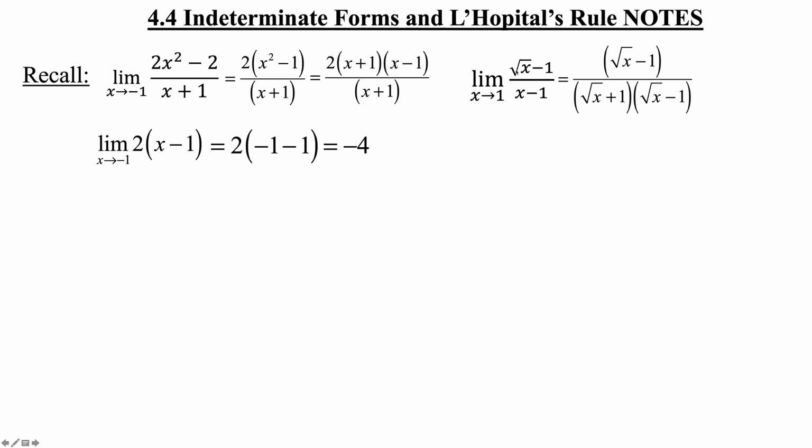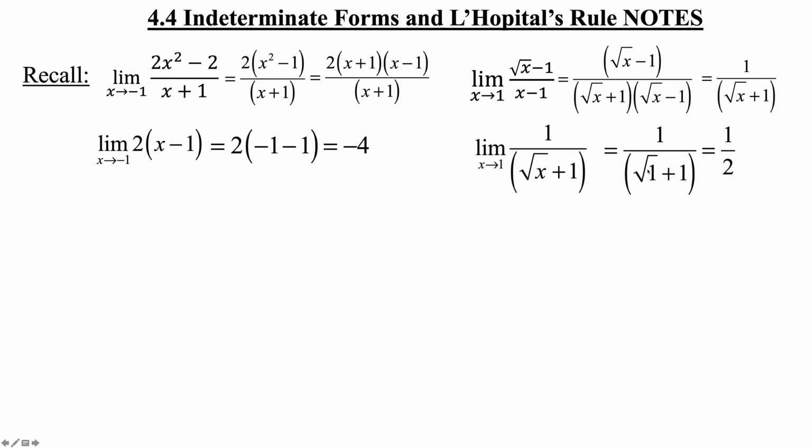And the giveaway was seeing this binomial appear with the square root of x minus 1. So we can cancel those. We now have 1 over the square root of x plus 1. We substitute in the 1. We get 1 over 2. And there's my limit. Okay? Which is fine and dandy.